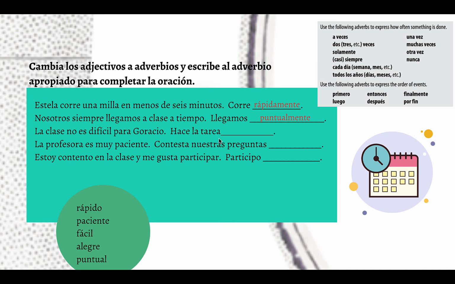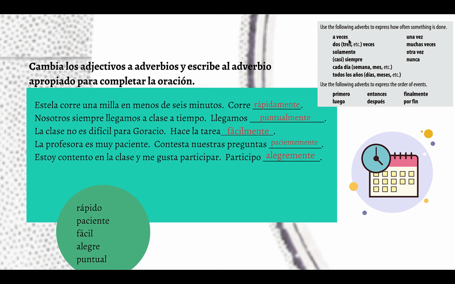Hace la tarea fácilmente. La profesora es muy paciente. Contesta nuestras preguntas pacientemente. Estoy contento en la clase y me gusta participar. Participo alegremente. So these are pretty fun.